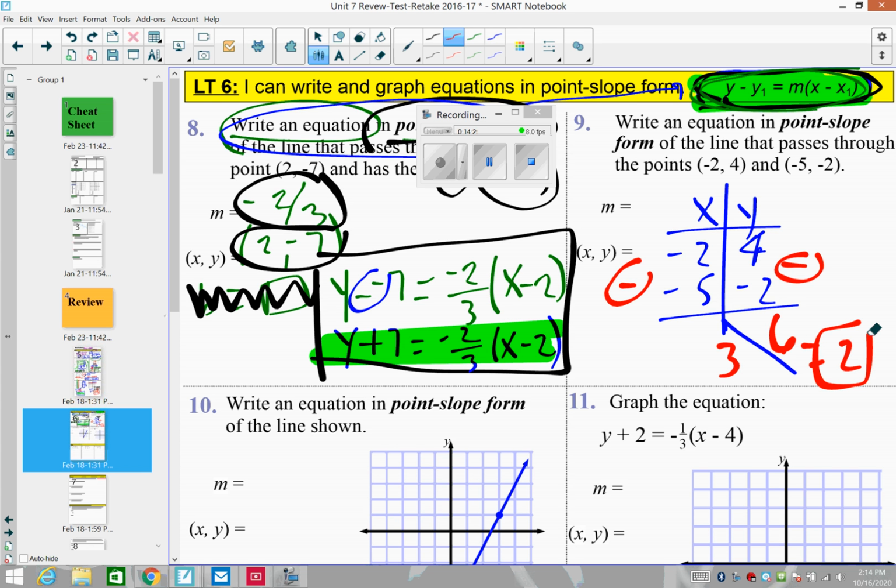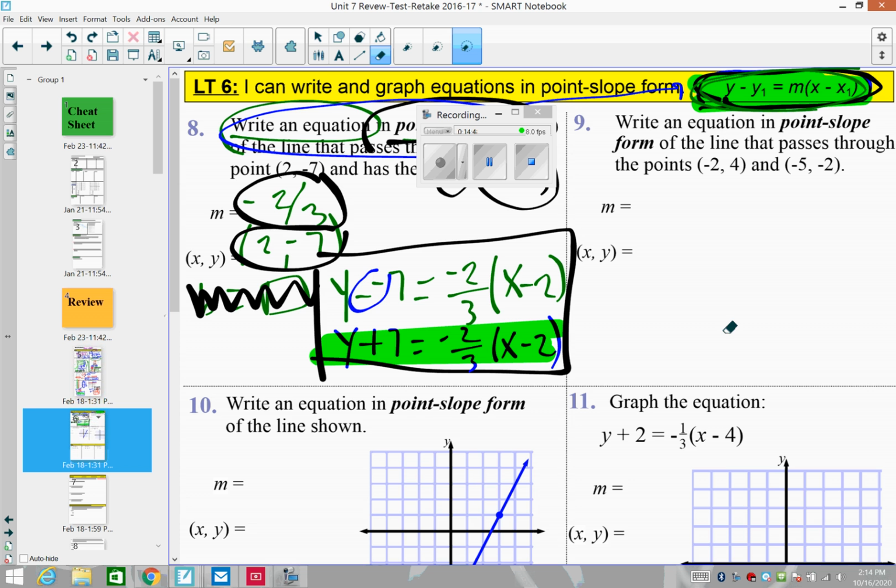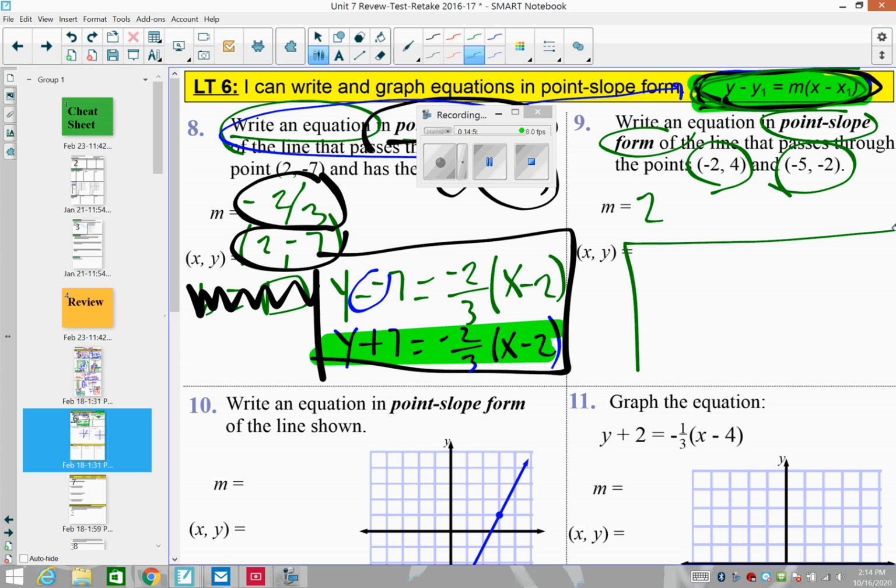I'm going to pause and make sure I feel okay with that. So that's +6 over +3. Yeah, I feel okay with that. All right, so the positive slope of 2 is what we got. And we're asked to write in point slope form. Now, you only need one of these coordinates. It works for both. So you have two choices, and I'll write them both.